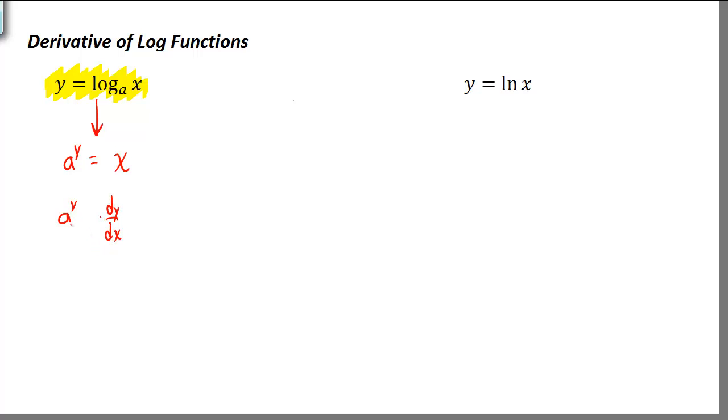And also because it was a to the y, we also need to multiply that by the ln of a. And all of that, when you take the derivative of x, is just 1. All right, and we need to rearrange this a little bit. We talked about how if our starting function is in terms of x, it makes sense for our derivative to be in terms of x, and we should solve for that dy dx by itself. So we can first isolate the dy dx by dividing both sides by a to the y and the ln of a.